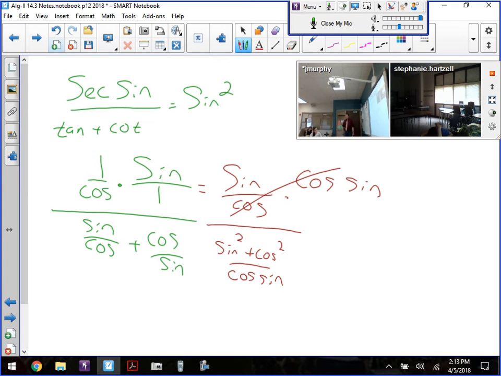Yes, ma'am. For which one? Oh, when I get the common denominator, it's got to be cosine times sine. So this one needs a sine, this one needs a cosine, cosine squared, cosine squared. Yeah, I just wrote this. This becomes 1.